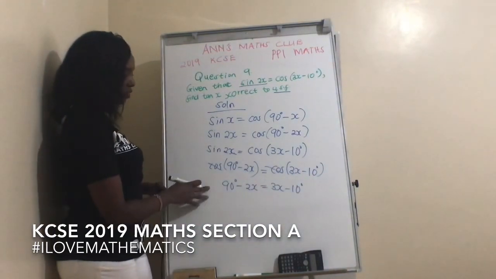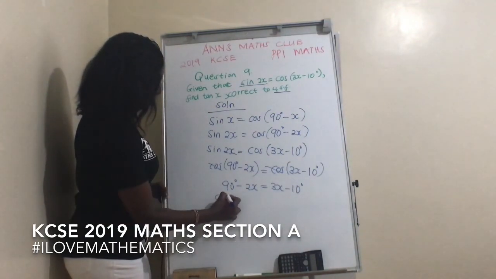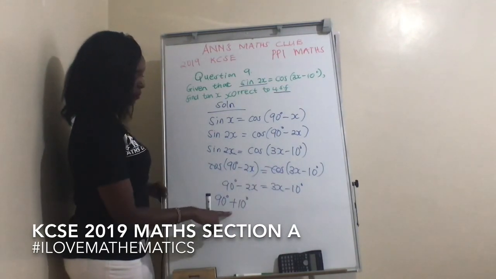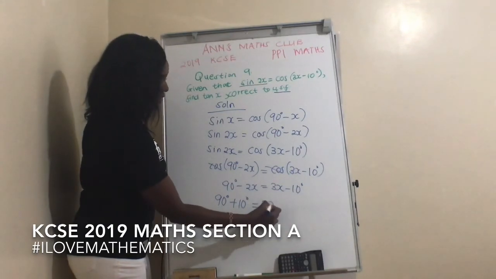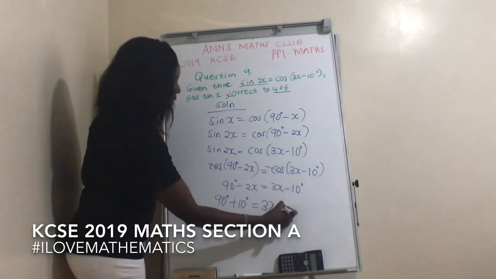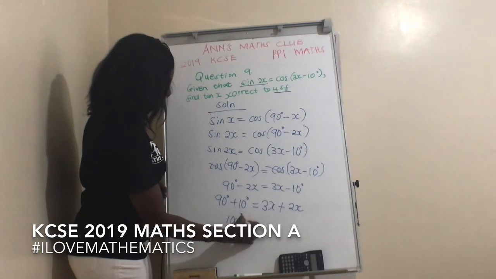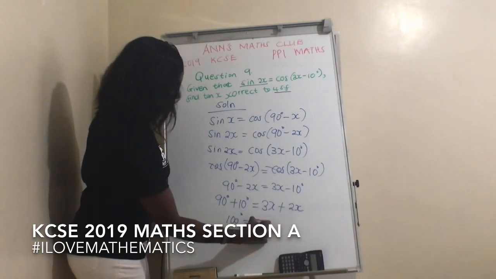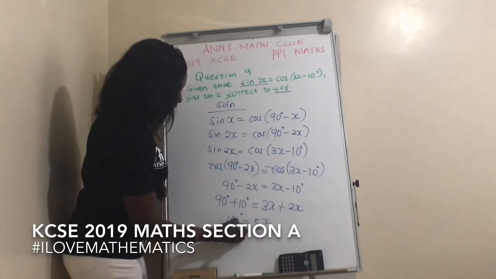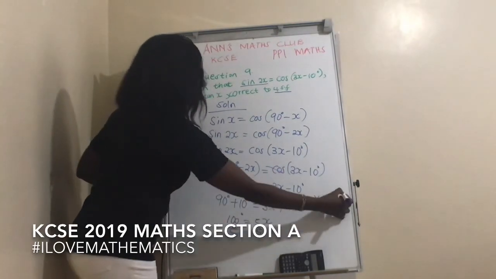So now that you have this, you can easily collect the like terms. You can bring this to the other side. It becomes 90 plus 10. Remember, when the negative crosses the equal sign, it becomes a positive sign, and we are left with 3x this side, and we can bring this minus 2x to the other side. Again, it becomes a positive 2x, and this becomes 100 degrees is equal to 3 plus 2, which is 5x. So now that we are looking for x, you divide both sides by 5, and you're left with x is equal to 20 degrees.